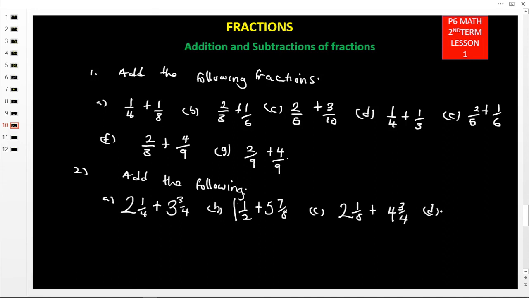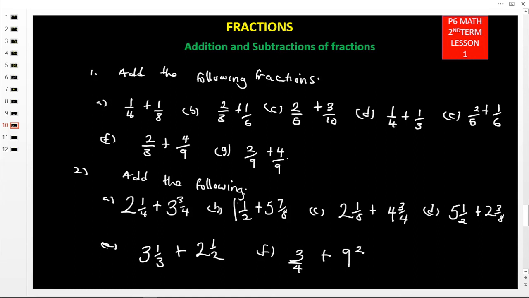Then part D here, we are having 5 whole numbers and a half, then plus 2, 3 out of 8. Then that is part D. Then part E, it is 3 wholes and a third, then plus 2 and a half. Then part F is 3 and a quarter, plus 9 wholes, 2 and a third. Let us go to number 3.